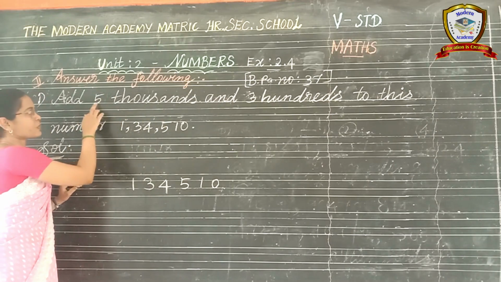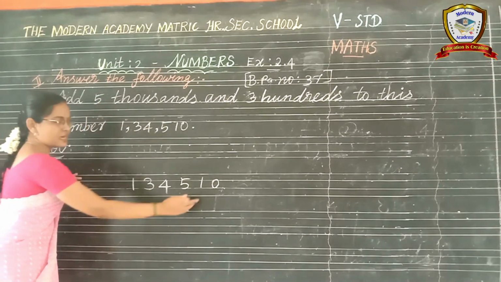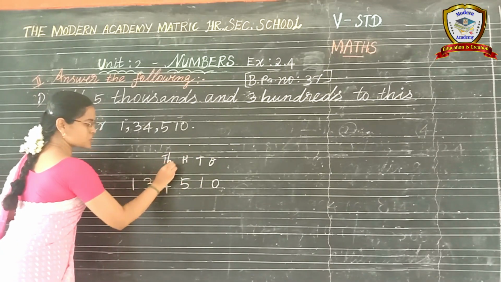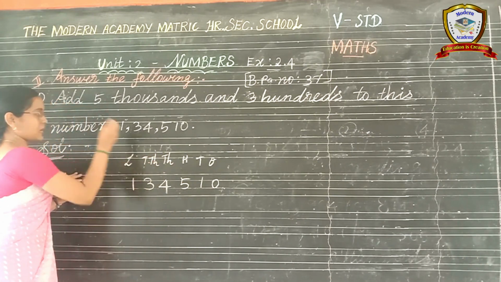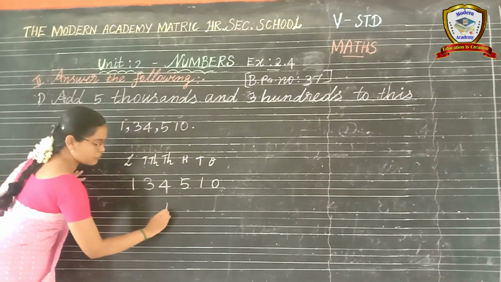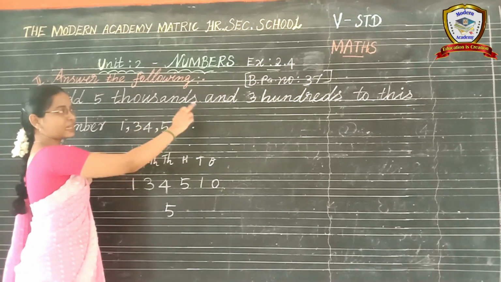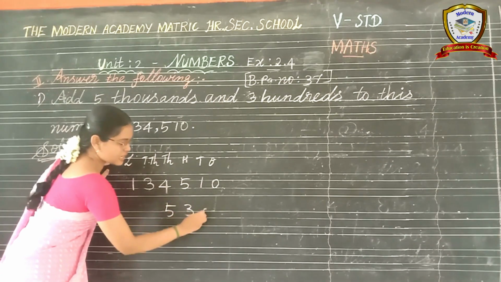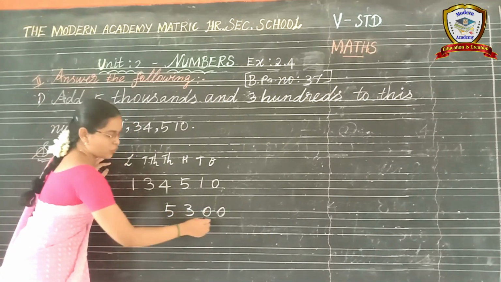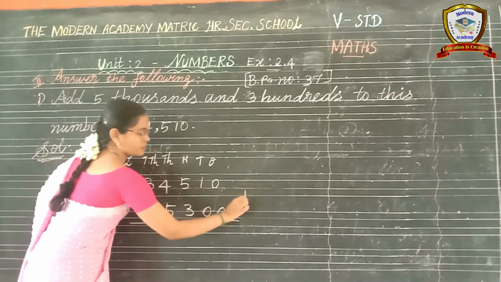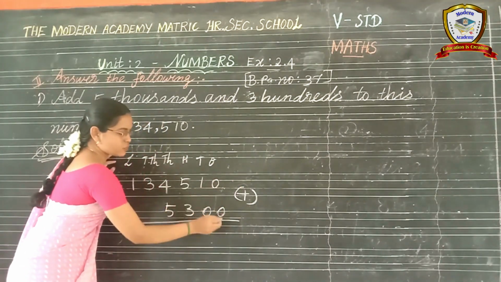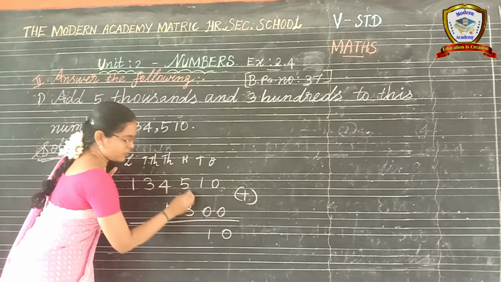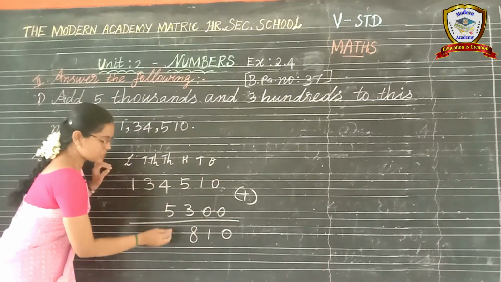5,000s and 300s. So we have to write 5 in the thousands place. This is ones, tens, hundreds, thousands, 10,000s and lakh. So in the thousands place we write the number 5. 300s, 3. Okay, we have to add 5,000s and 300s. First we start from the ones place. 0 plus 0, 0. 1 plus 0, 1. 5 plus 3, 8. 4 plus 5, 9.